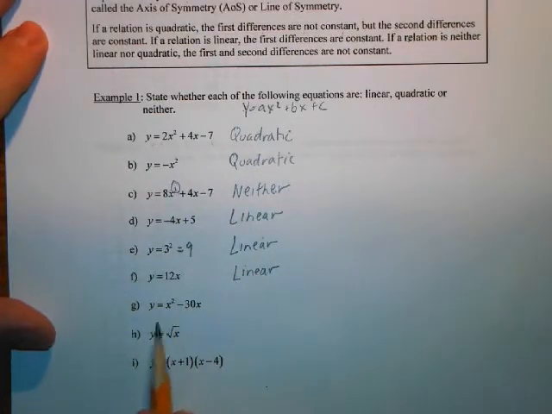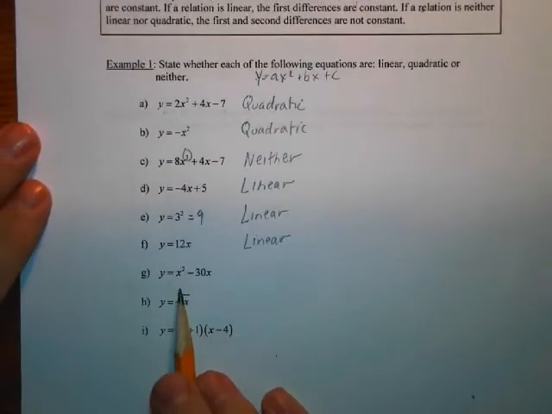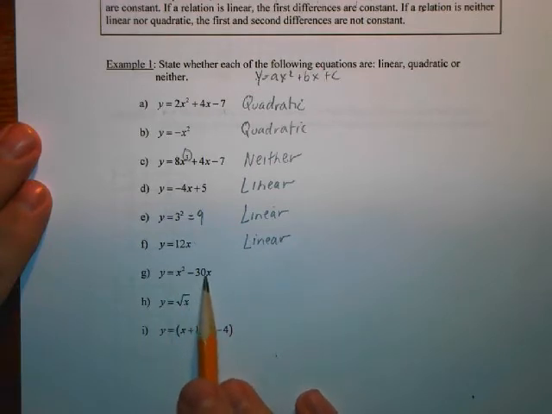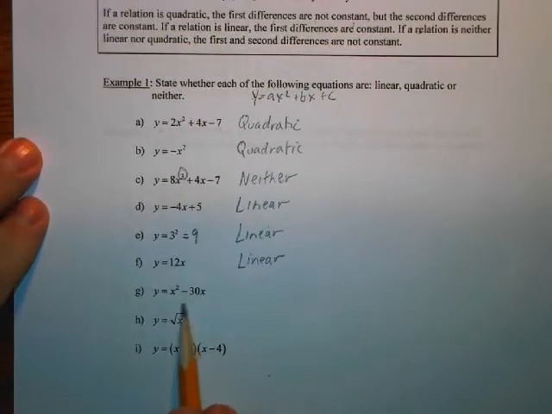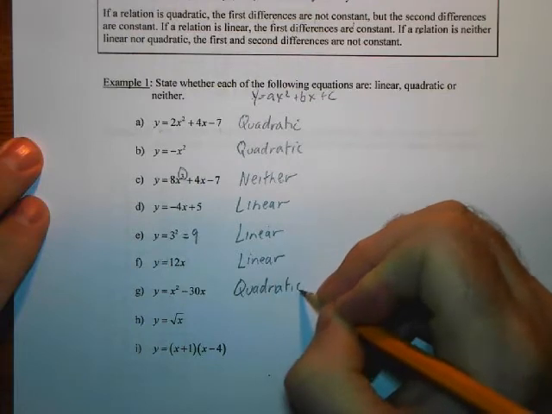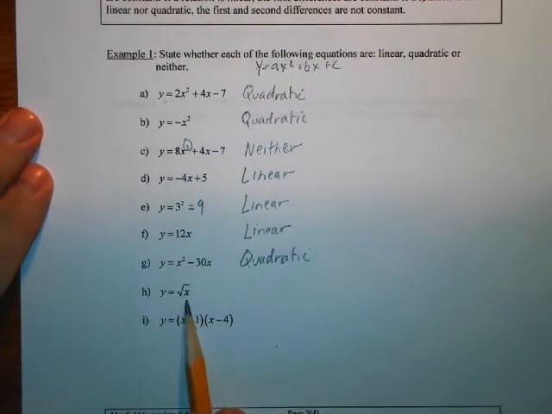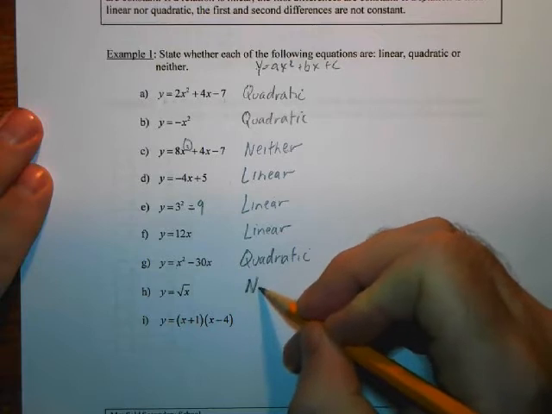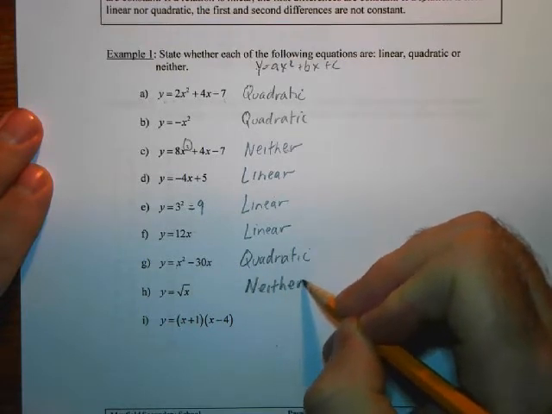Okay, now this one here, hopefully by now you'll probably guess that this is quadratic. It's got an x squared term, it's got an x term, it doesn't have a constant, but you could consider the constant to be 0. So in this case, the a is 1, the b is negative 30, and the c is 0. So definitely that's quadratic. Okay, here's an interesting animal. We've got y equals the square root of x. Well, anytime you see a square root, or we call this a radical sign, that's definitely not linear and it's definitely not quadratic. So that's going to be a solid neither.